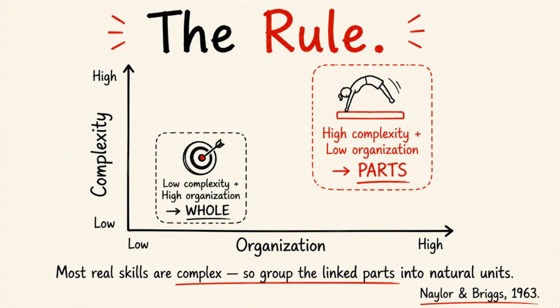Those clumps, what we can call natural units, become your parts. A part you practice might actually be 2 or 3 component movements that belong together. So the rule isn't a vending machine, it's a lens. Analyze, find the natural units, then decide. Let me show you the analysis on a real skill.